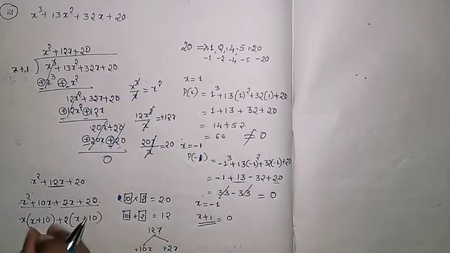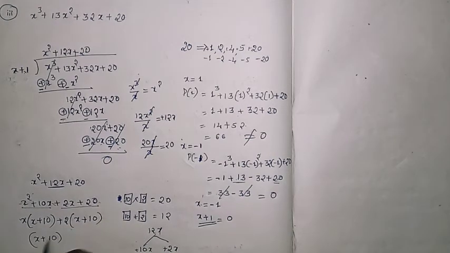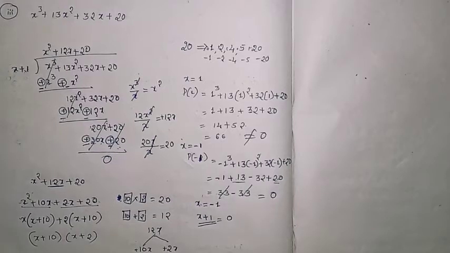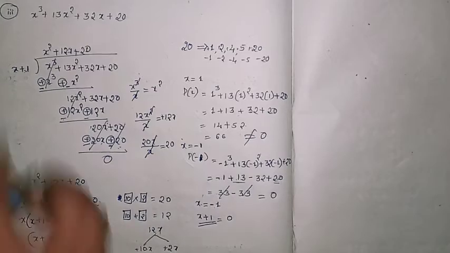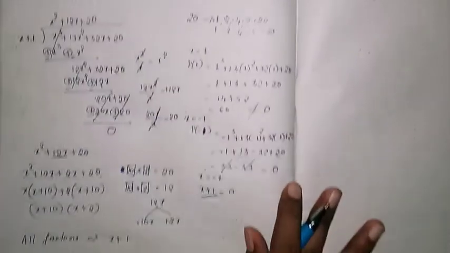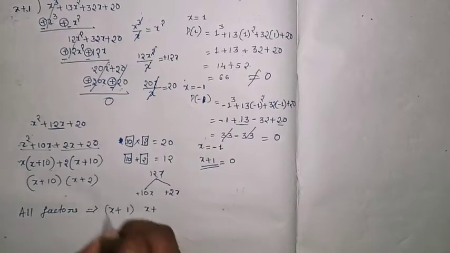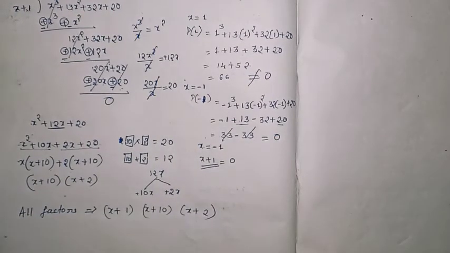So our bracket term, observe, it is similar. So x plus 10 is one factor and another factor is x plus 2. Now we got all our factors. First we will write x plus 1, which we divided by, then after that write the other two factors which we got, x plus 10 and x plus 2. This is our third problem.